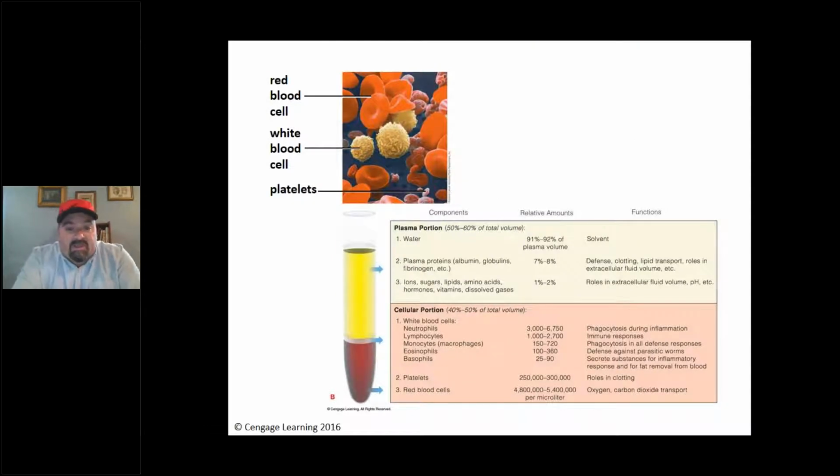You'll see here, if we were to break down the components of blood, primarily we have this yellow region right here, which would be the plasma portion, and then we have the cellular portion. And only a very small percentage, less than 1%, would be considered white blood cells and platelets.